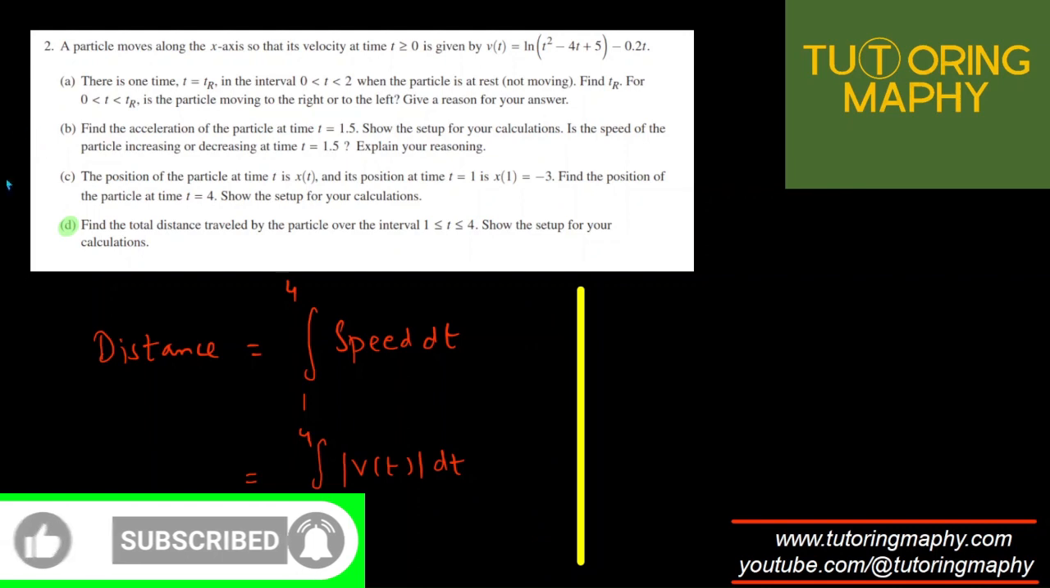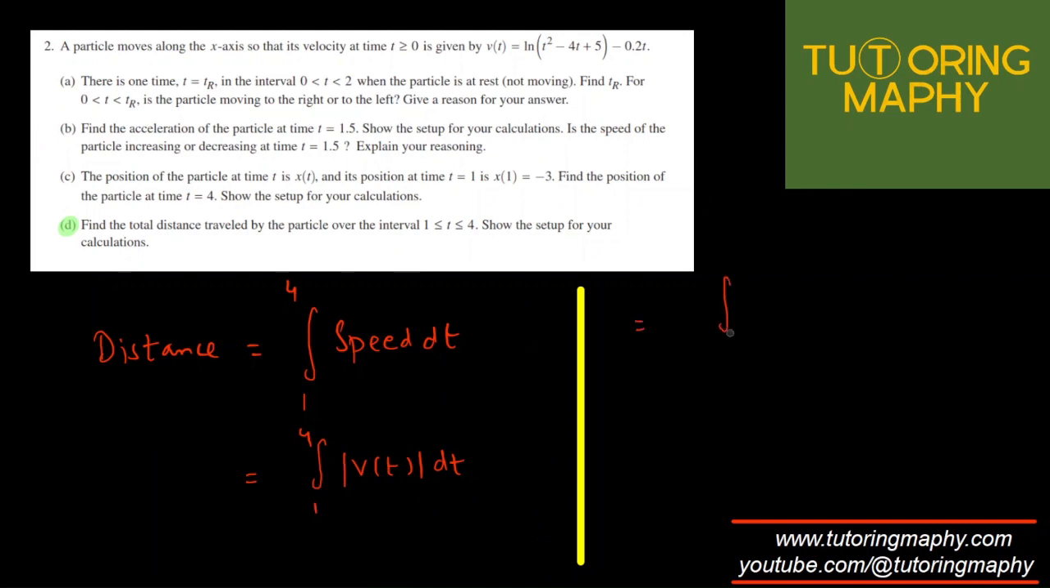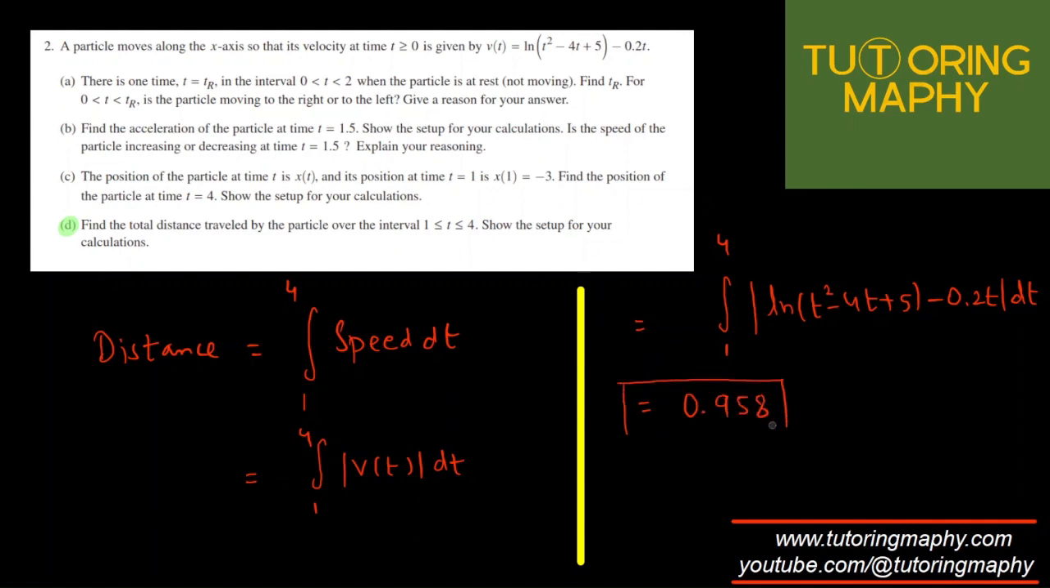So in your TI-84, use an ABS, or absolute value function, from 1 to 4: absolute value of natural log of t square minus 4t plus 5 minus 0.2t dt. That's what we are interested in. If we do that, we end up with 0.958. Once again, the units are not given. So this is our answer. This is the total distance traveled by the particle from 1 to 4 units. Seconds are also not given. It's not given that time is in seconds.